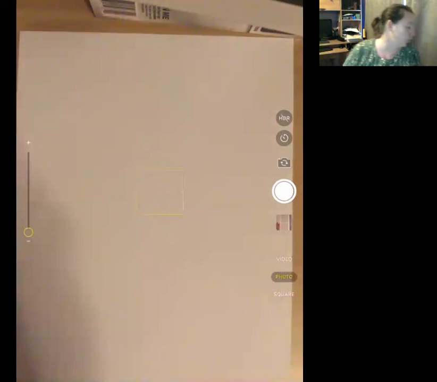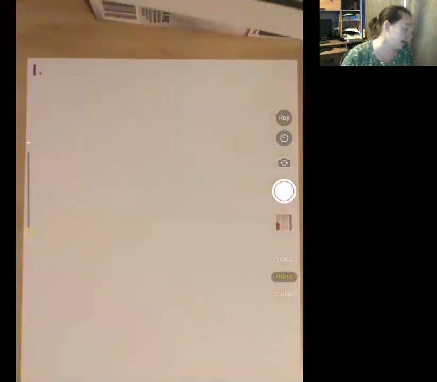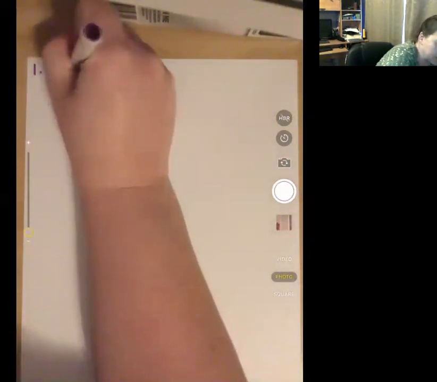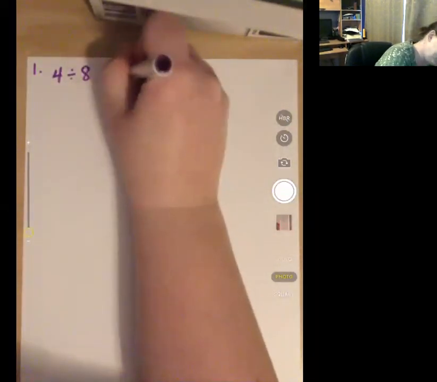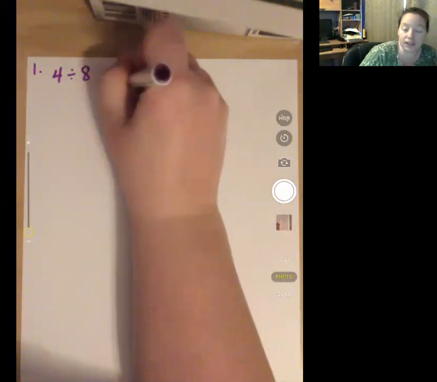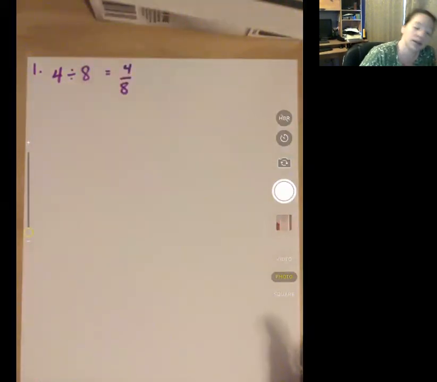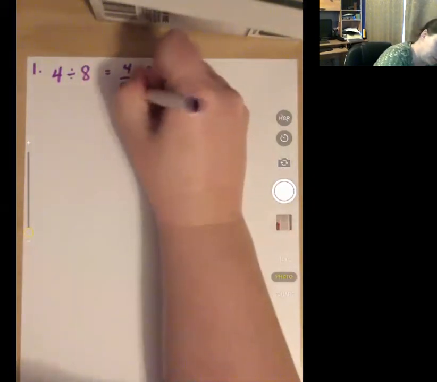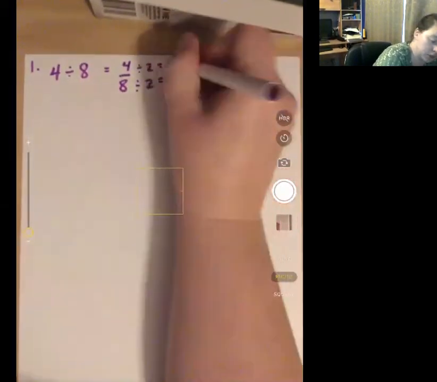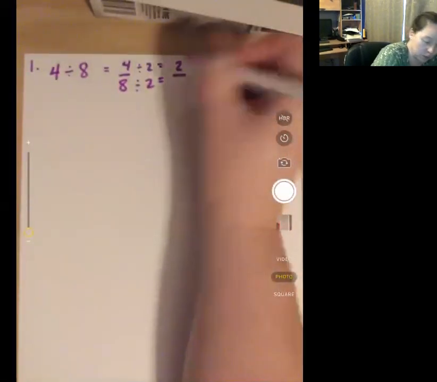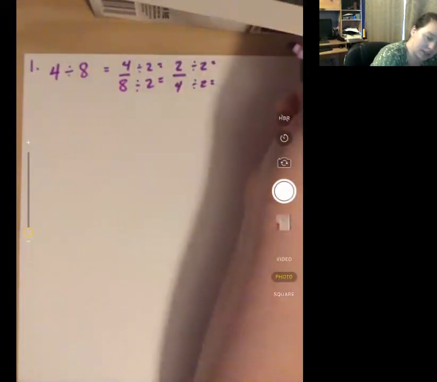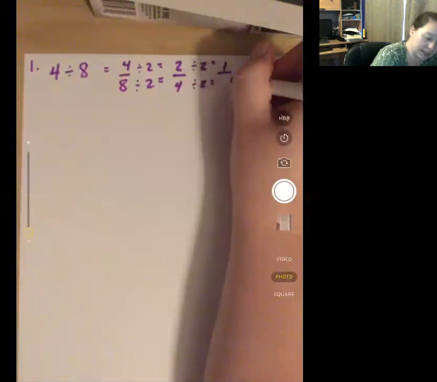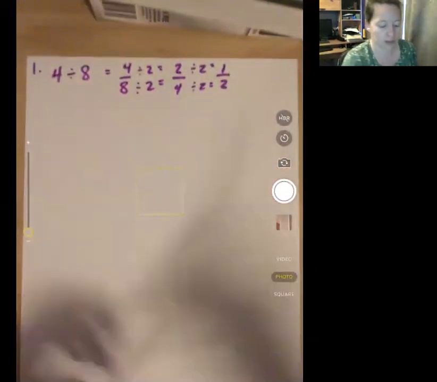8 friends share 4 bunches of grapes equally. What fraction of a bunch of grapes does each friend get? So there are 4 bunches of grapes divided among 8 friends. 4/8. So we can divide out a 2 because they're both even. 4 divided by 2 is 2. 8 divided by 2 is 4. We can divide out another 2 because they're both even. 2 divided by 2 is 1. 4 divided by 2 is 2. So we're left with 1/2.